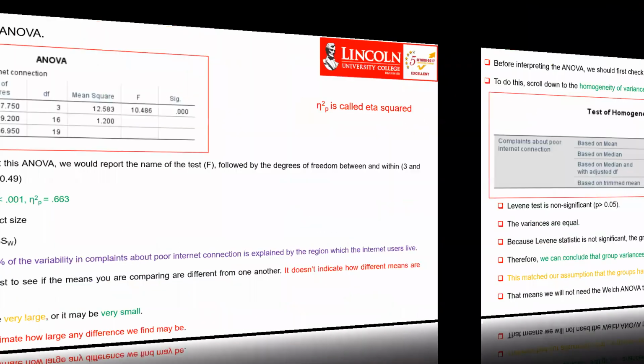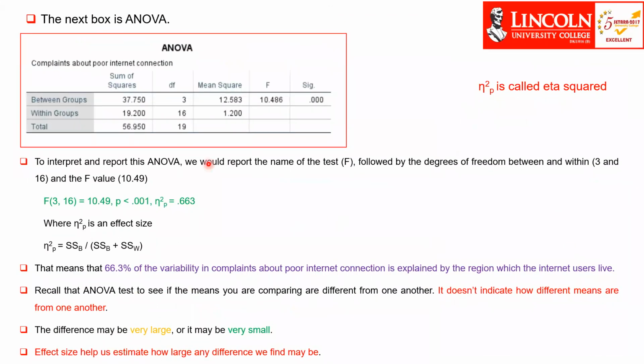Then the next box after the first one that we saw will be the ANOVA. Inside this ANOVA, we have the between groups and we have the within groups. We have the total. We have the degrees of freedom and we have the mean square and the F value as well as the significance value. This is the most important box that we need for this particular analysis.